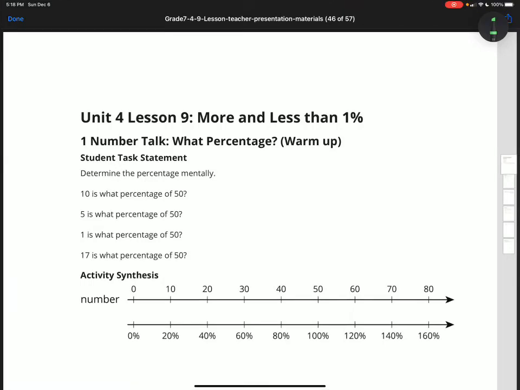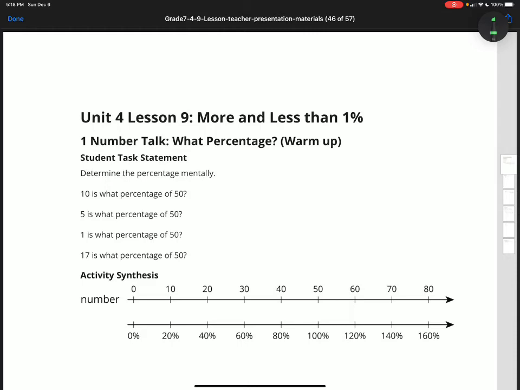All right, guys, today we'll be covering Unit 4, Lesson 9, More and Less Than 1%. The lesson first starts off with a warm-up called What Percentage? It says, determine the percentage mentally. 10 is what percent of 50, 5 is what percent of 50, 1 is what percentage of 50, and 17 is what percentage of 50.